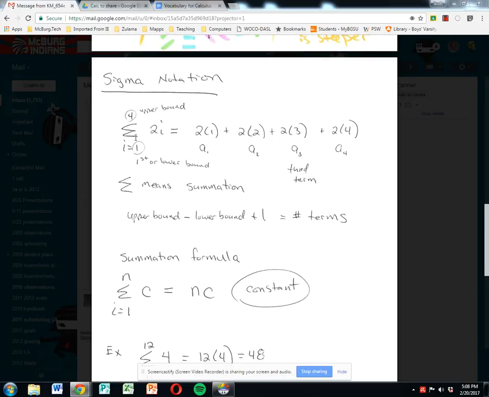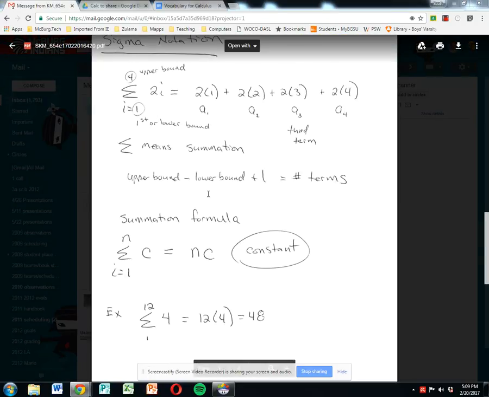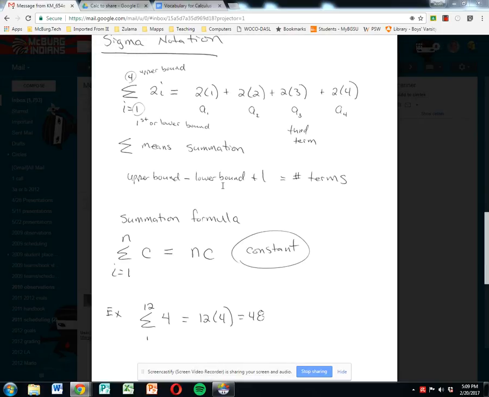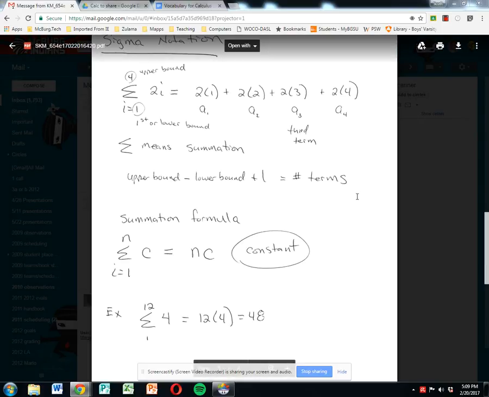So this summation of 2i from i equals 1 to 4 can be represented here, and obviously this would be 2 plus 4 plus 6 plus 8, which is 20. How many terms do you have? If you take the upper bound, subtract the lower bound, and add 1 to it, you will find the number of terms that are going to happen here.